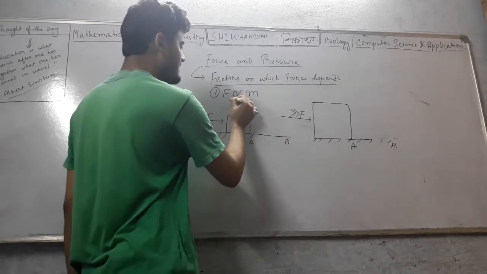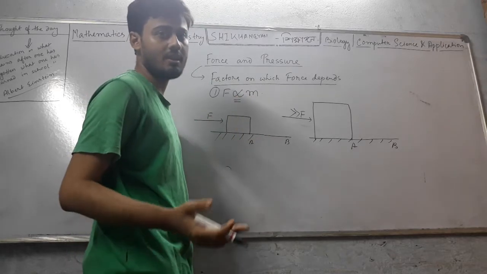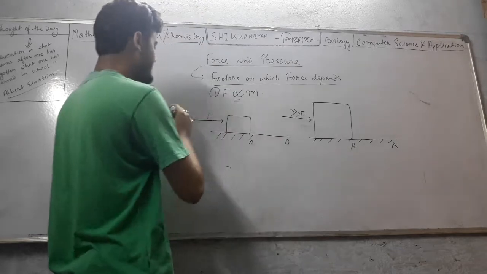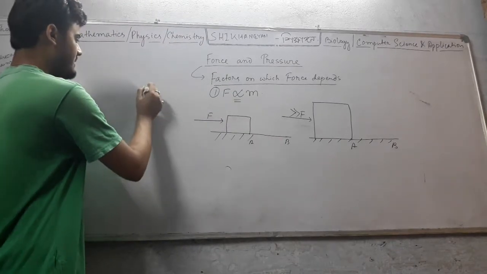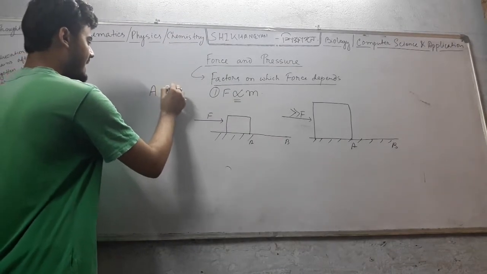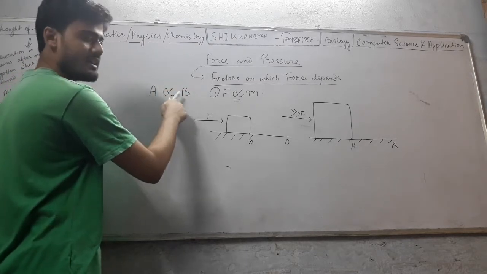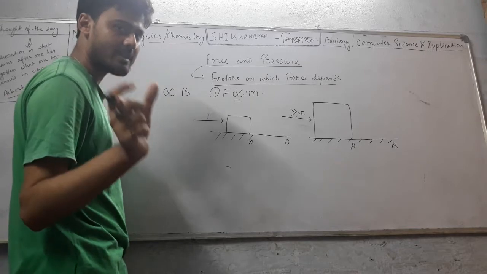What does this sign mean? This is the sign of variation. You will learn later in mathematics. This means that, see, this is an example. If we say A varies B, A varies B. In the proportion chapter in mathematics, we will learn this.